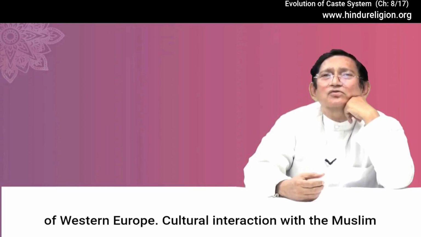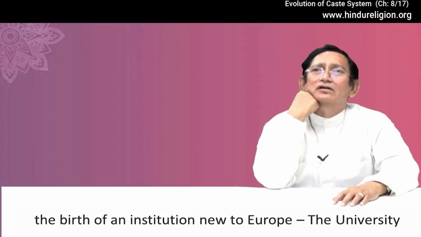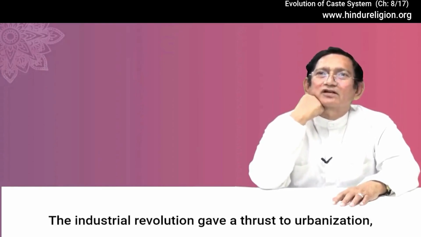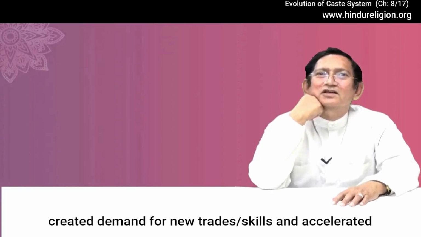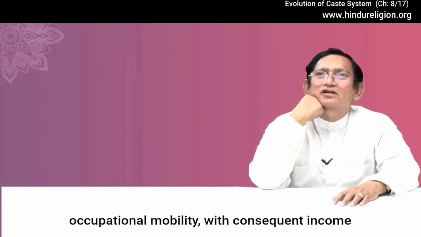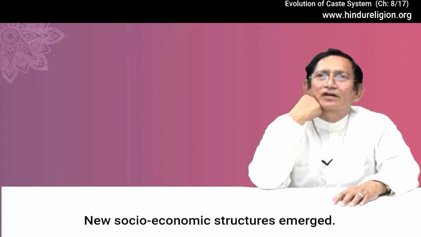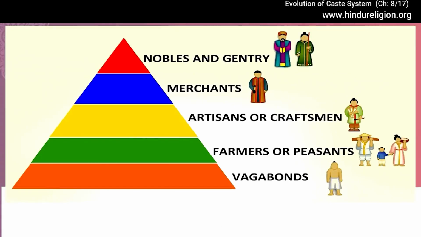Cultural interaction with the Muslim and Byzantine world sparked the growth of learning and the birth of an institution new to Europe, the university. The Industrial Revolution gave a thrust to urbanization, created demand for new trades and skills, and accelerated occupational mobility with consequent income redistribution and wealth creation. New socio-economic structures emerged.